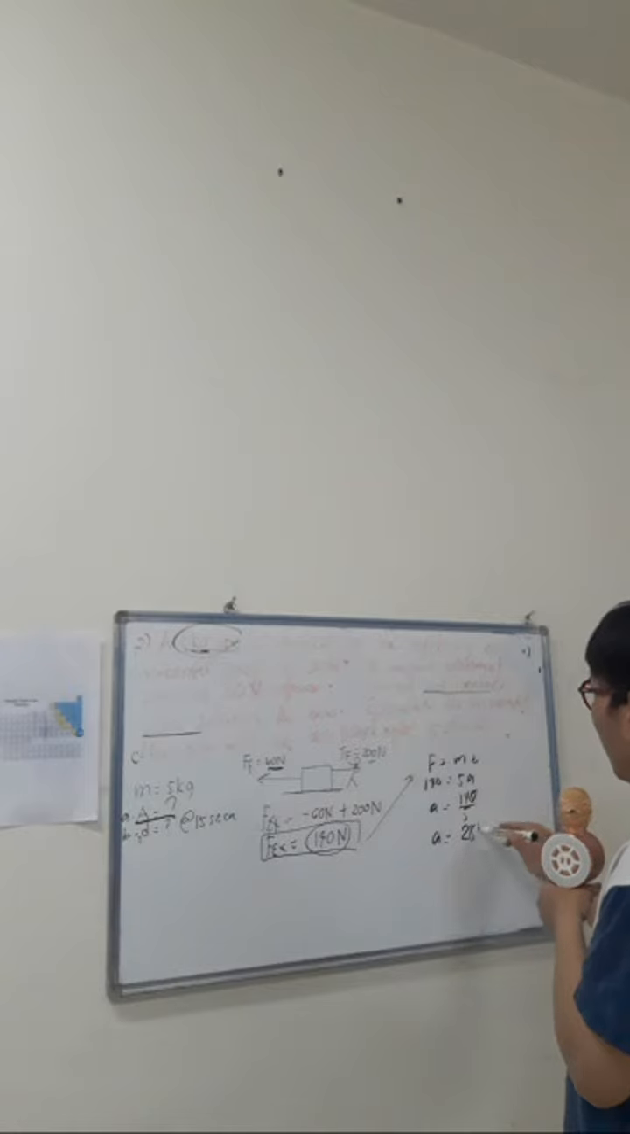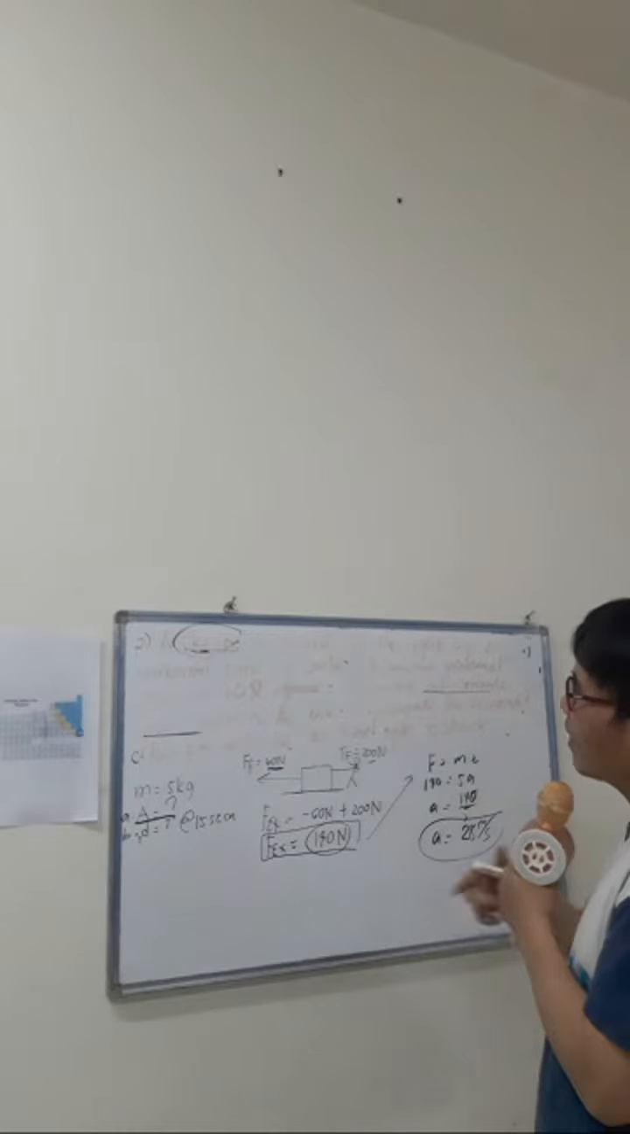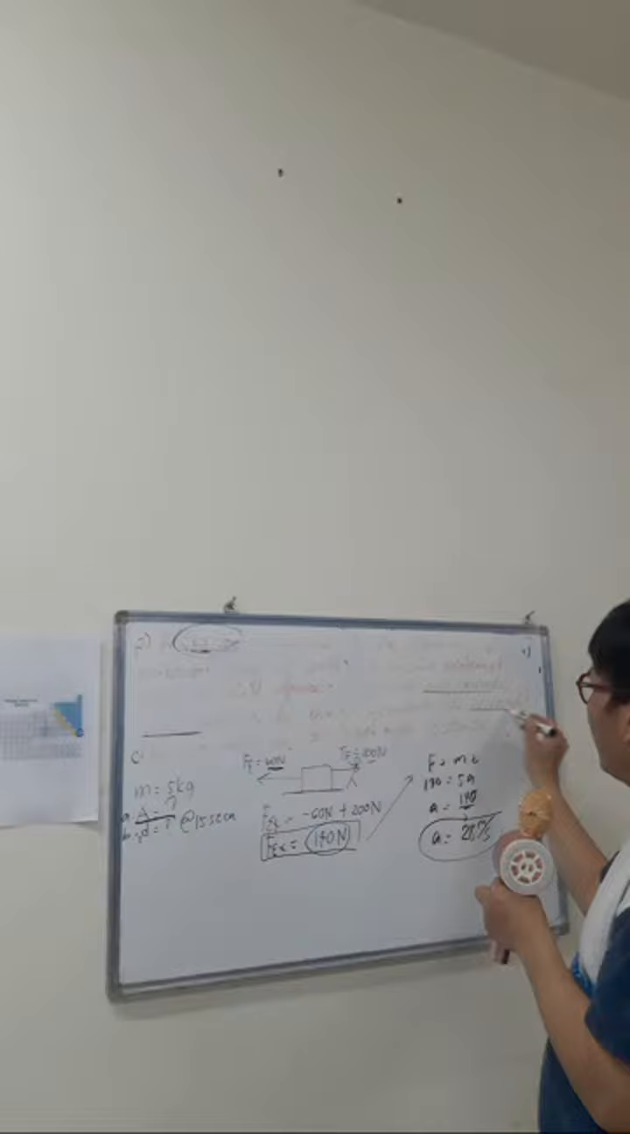30, 28. My brain cells are far off, just kidding. Let's use the calculator here. So a is equal to 28 meters per second squared, and this is our acceleration. We answered letter B already. Right? Acceleration. Now letter C.